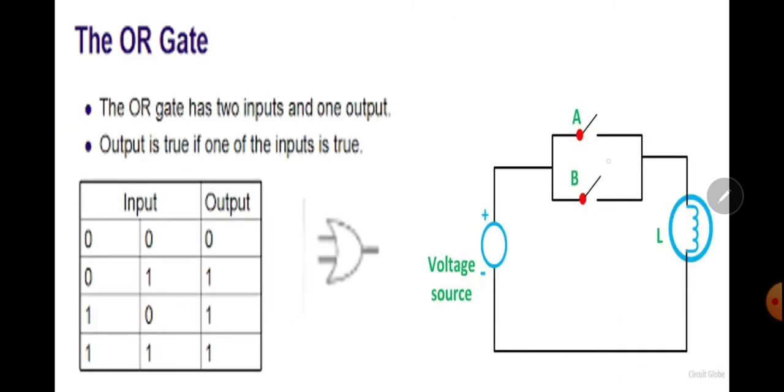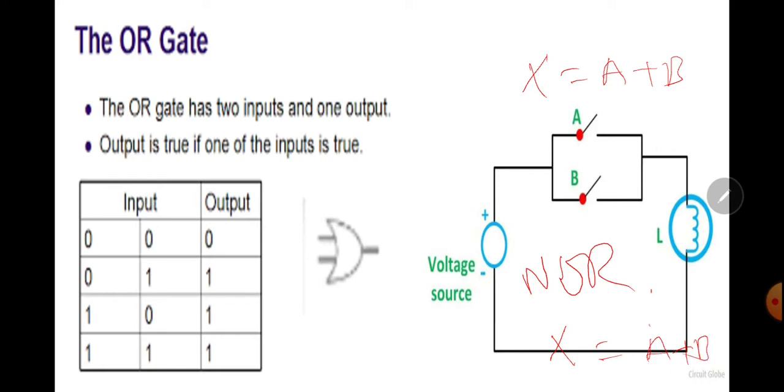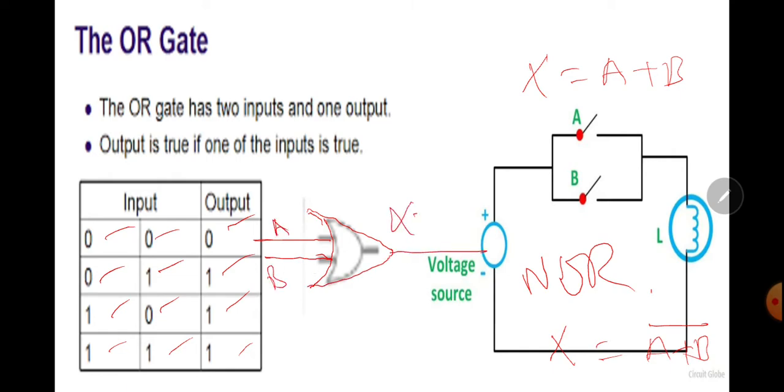Now OR gate, you can see the diagram. The Boolean equation for OR gate is A plus B. For NOR gate it is X is equal to A plus B bar. 0 0 0 0 1 1 0 1 0 1 1 1 1. Now this is A, this is B. This is X is equal to A plus B. For OR gate, you will write X is equal to A plus B, and for NOR, X is equal to A plus B bar.